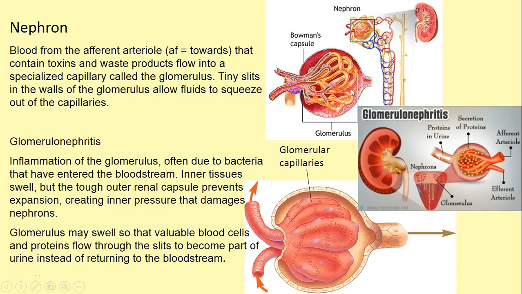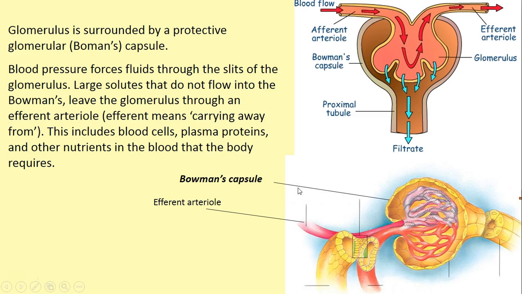Such as glomerulonephritis, inflammation of the glomerulus due to all sorts of reasons, bacteria one of them. The inner tissue is going to swell, but the outer renal capsule, which is way out here, doesn't stretch. Okay, so even though it's protective and it does a good job, if there's any inflammation, then there's nowhere for the edema, the pressure to go, and so the pressure builds up and may destroy some of the fragile tissues.